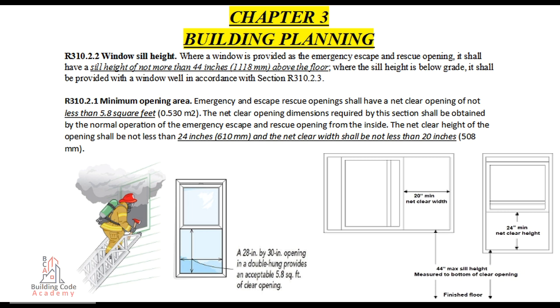R310.2.1 Minimum opening area. Emergency escape and rescue openings shall have a net clear opening of not less than 5.7 square feet, 0.530 square meters. The net clear opening dimensions required by this section shall be obtained by the normal operation of the emergency escape and rescue opening from the inside. The net clear height of the opening shall not be less than 24 inches, 610 millimeters, and the net clear width shall not be less than 20 inches, 508 millimeters.